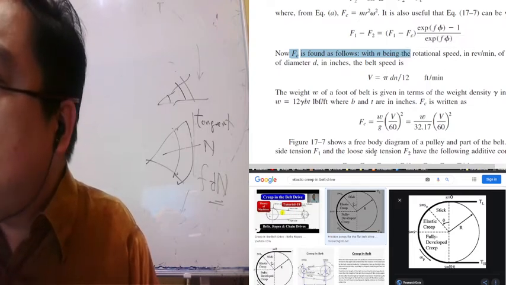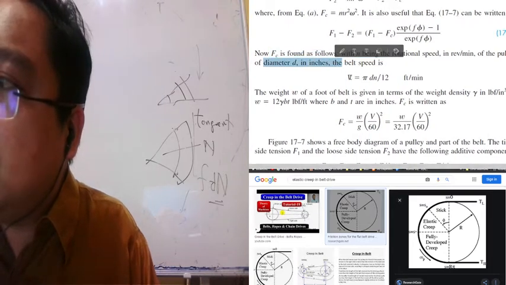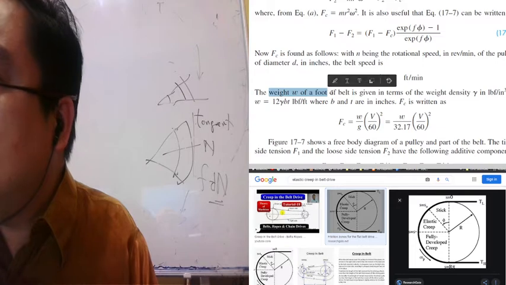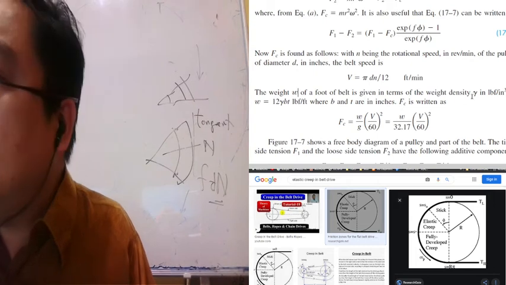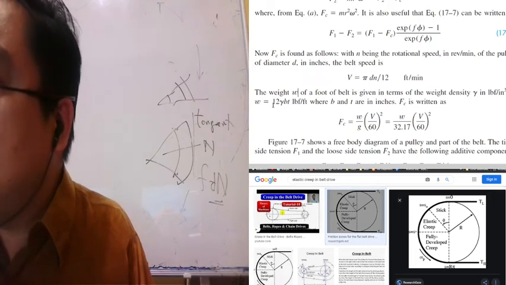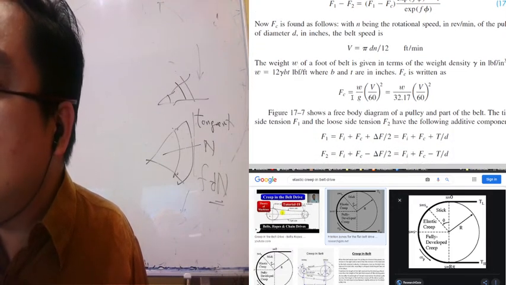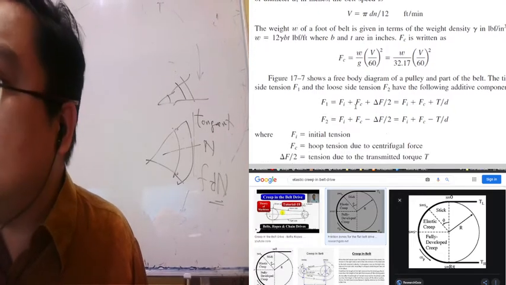For a pulley of diameter d in inches, the belt speed is V equals pi d n over 12 in feet per minute. The weight W of a foot of belt is given in terms of weight density, in pounds per cubic inch, as W equals 12 times weight density times b times t, where b and t are in inches. So Fc is written as Fc equals W over g times V over 60 squared. You get this equation. It's in inches.